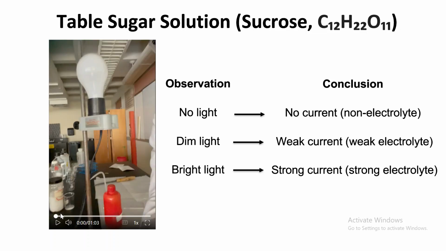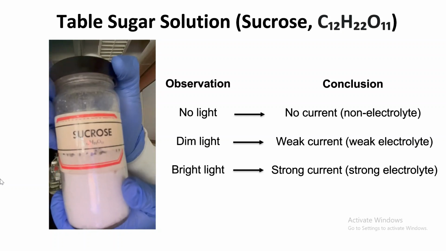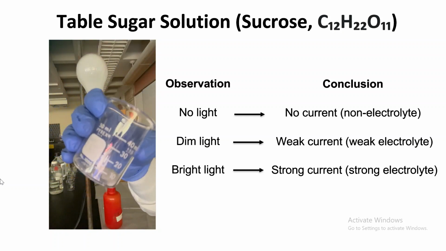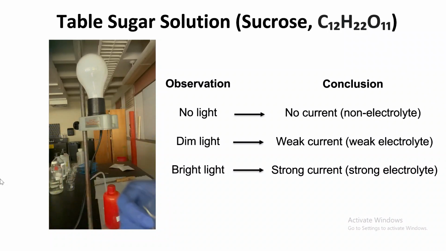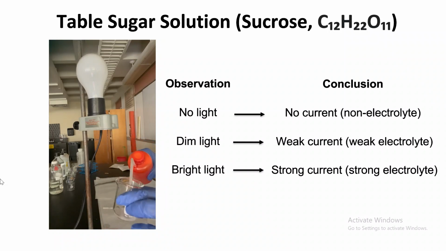Next up is table sugar. We're going to take some sugar with the formula C12H22O11. So here we have some sugar, and now we are going to see, does sugar conduct electricity as a solid? The answer is no. Substances do not conduct as a solid because the ions are not free to move. Let's dissolve the sugar and see if it is going to conduct electricity or not.